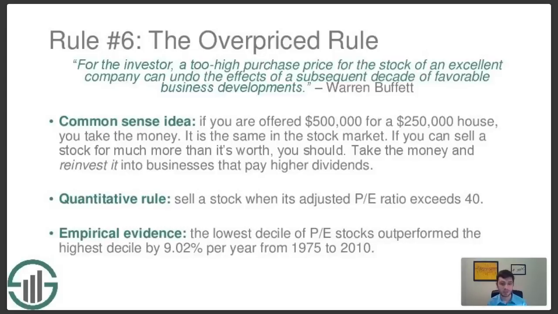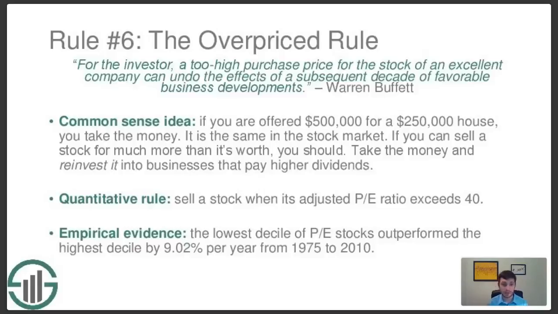Rule 6, the overpriced rule. Warren Buffett says that for the investor, a too high purchase price for a stock of an excellent company can undo the effects of a subsequent decade of favorable business developments. And you actually see this with Warren Buffett in Coca-Cola. The company was trading at a price earnings ratio over 40, I believe, around 2000, 2001, somewhere in that range.